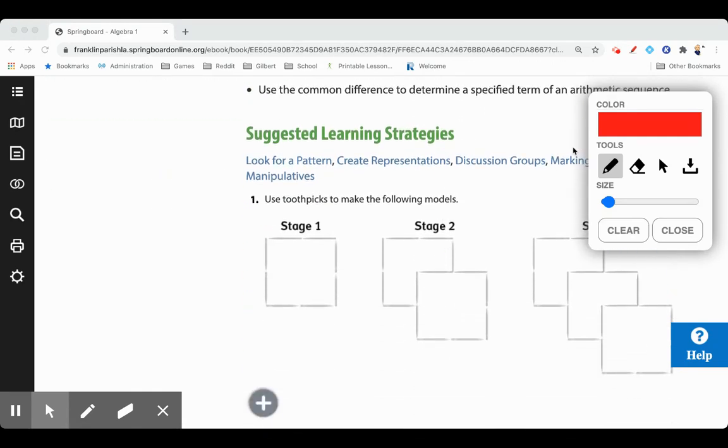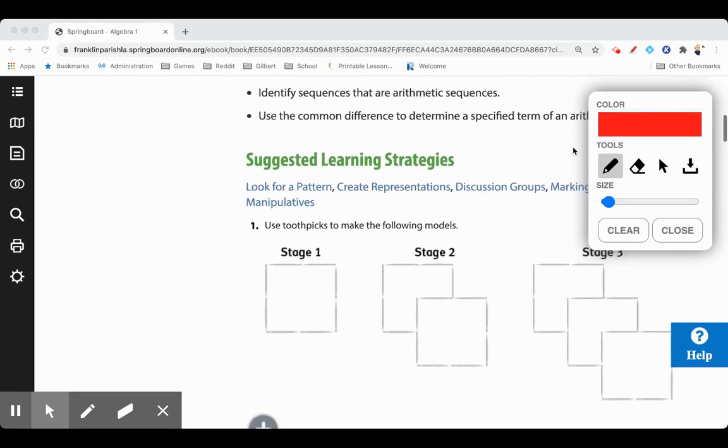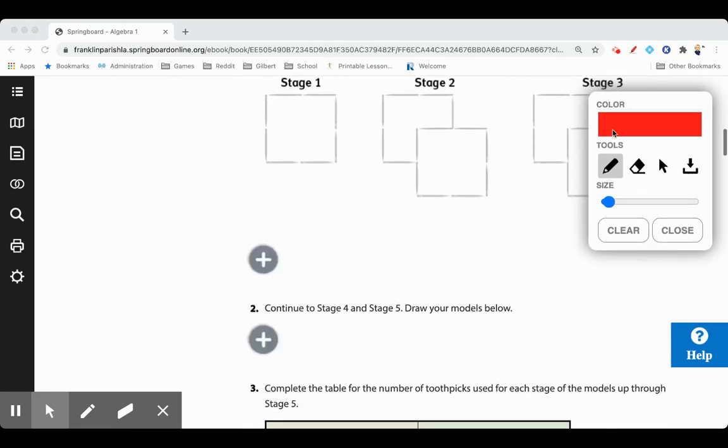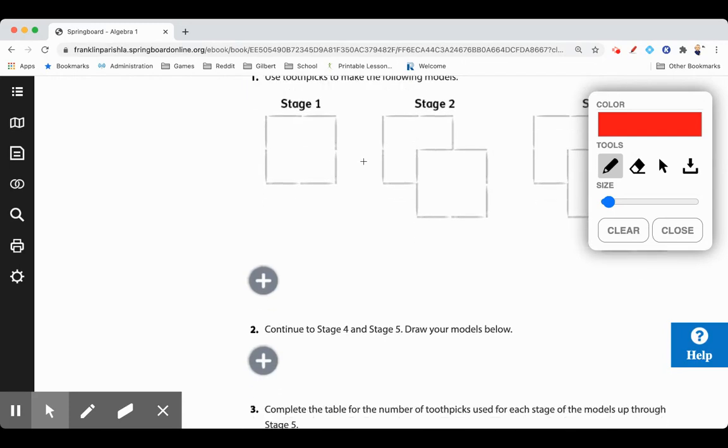So let's look at number one. Look at these toothpicks that make these models. We want to go ahead and draw the next two. And then you'll notice that it is 1, 2, 3, 4, 5, 6, 7, 8 toothpicks.